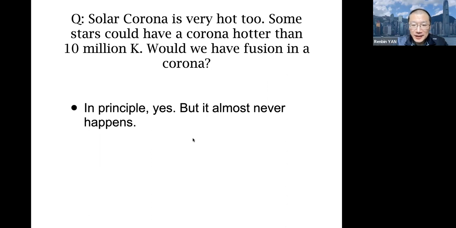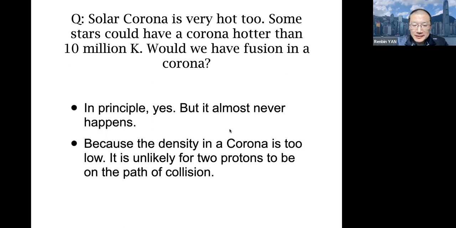Not dense enough. That's right. It's not dense enough. Because the density in a corona is too low, it is unlikely for two protons to be on the path of collisions. The protons are running in all directions. They don't always run towards each other. It's just by chance. In a corona, the density is so low that they will almost never run directly towards each other. So they'll miss each other, even if they were moving very fast.